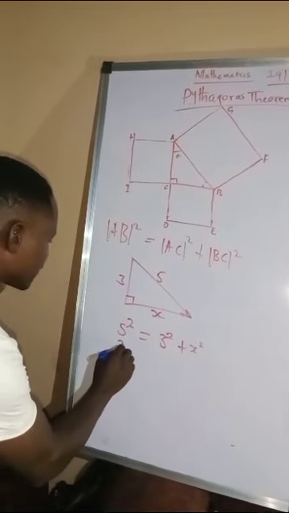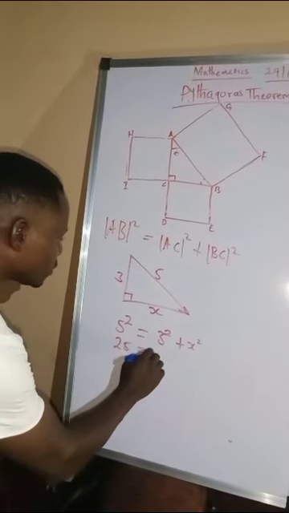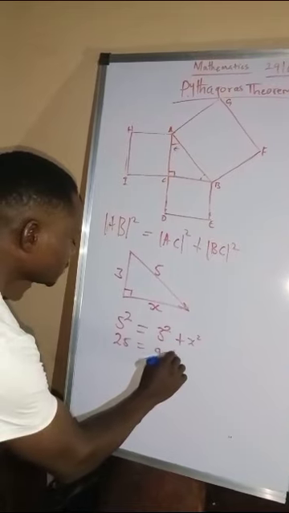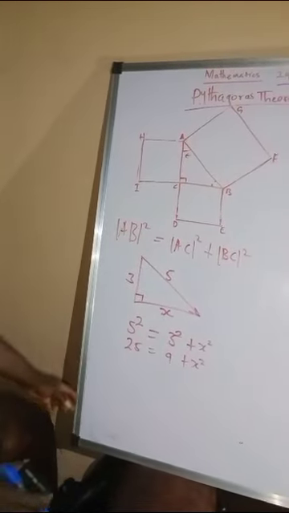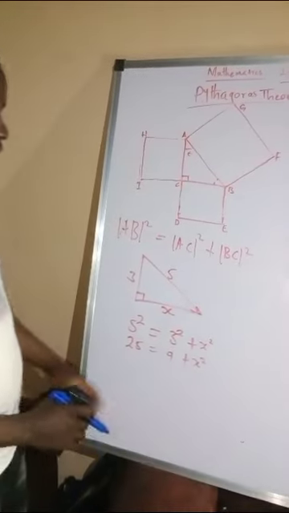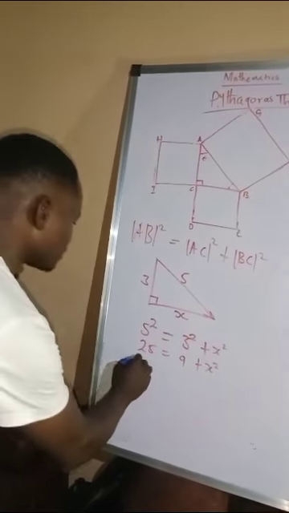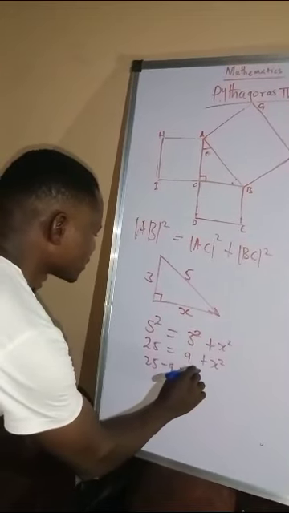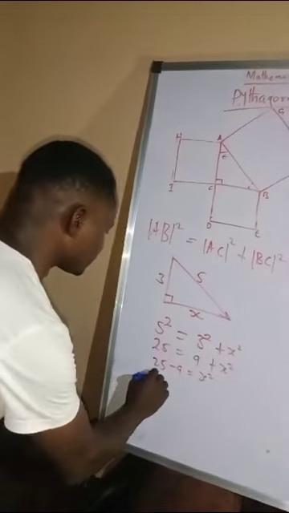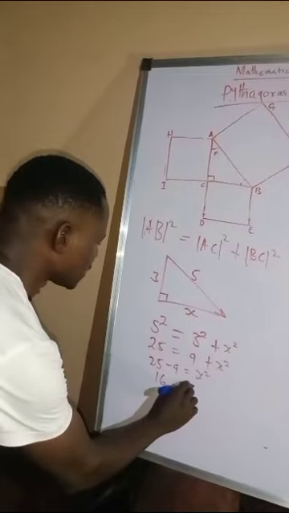The square of 5 is 25, and the square of 3 is 9, and we have this, the unknown x squared we are looking for. In this case, what do you do? You subtract 9 from both sides. In this case, we are going to have 25 minus 9 equal to what? x squared. Then we have 16 equal to x squared.